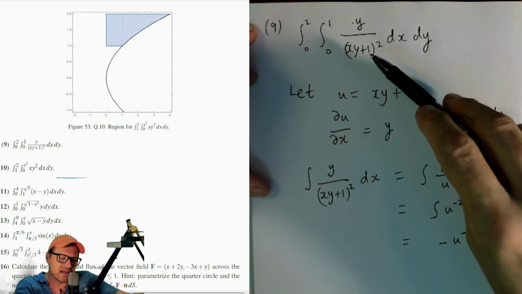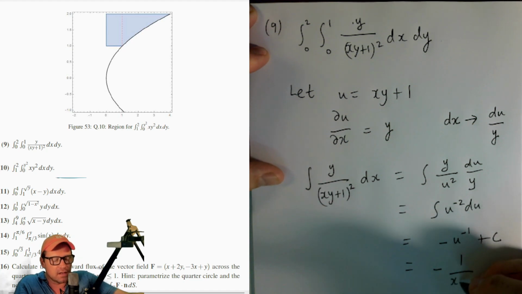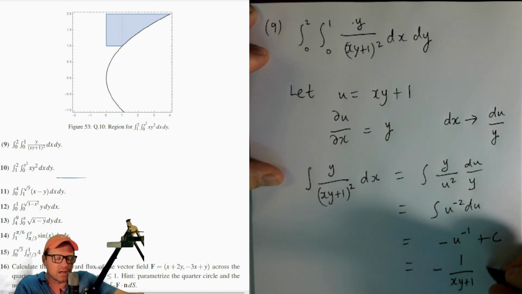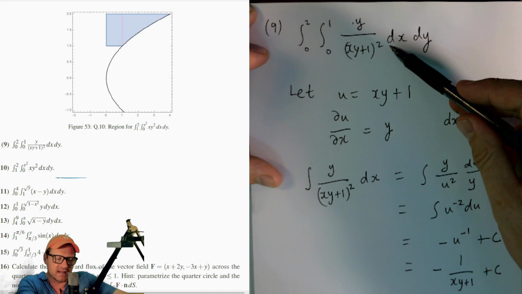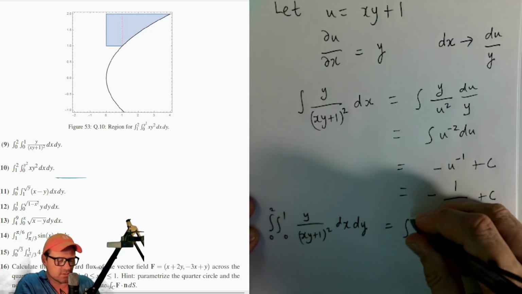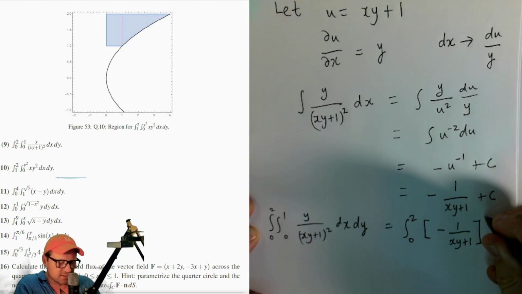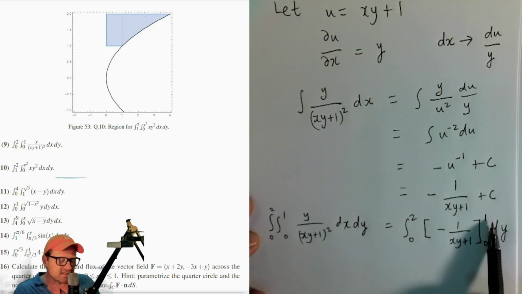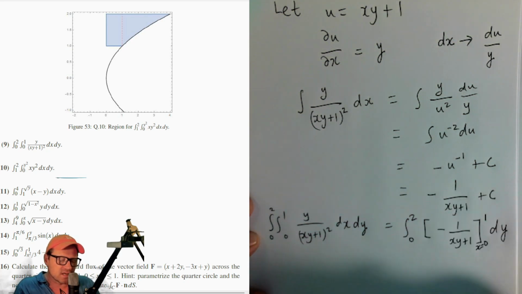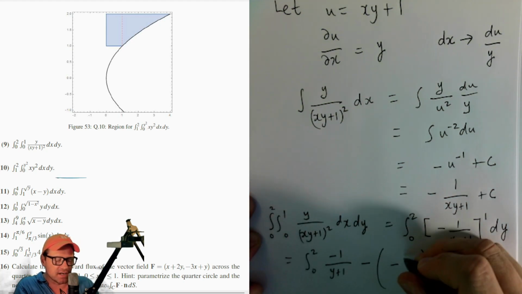Okay, now this is a definite integral. So let's see, what we have here is minus 1 over xy plus 1. And then plus c for this, but this is a definite integral, so this integral here is the integral from 0 to 2 of minus 1 over xy plus 1. Then we have bounds of integration 0 and 1. Okay, and so now we sub in, now this is x that we're subbing in here, so we sub in x is 1. We subtract, now we sub in x is 0, so we just have minus 1 over 1.